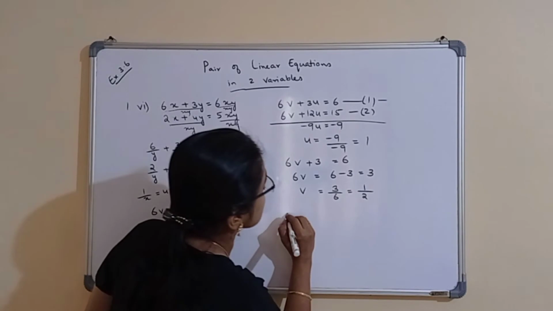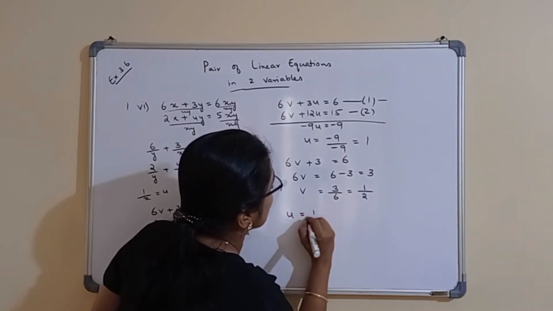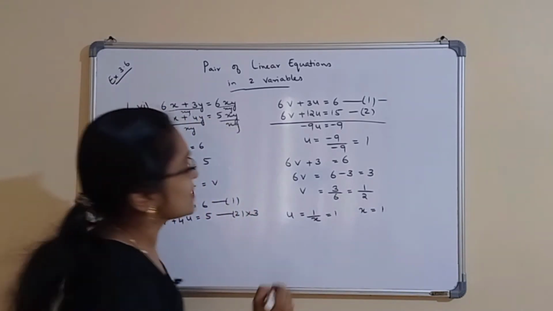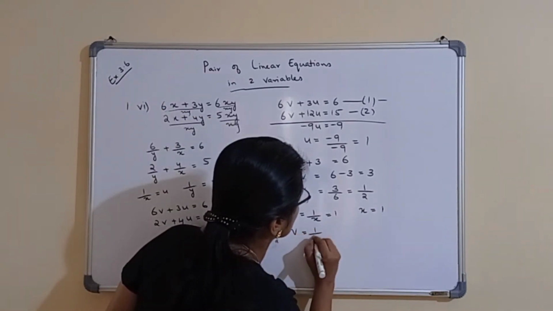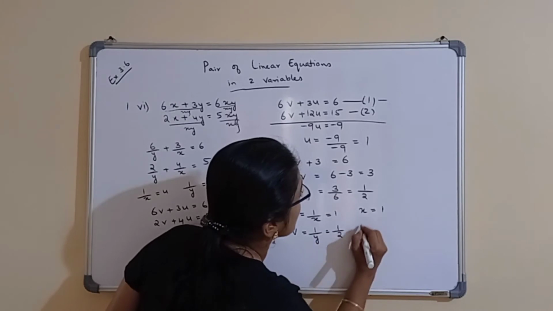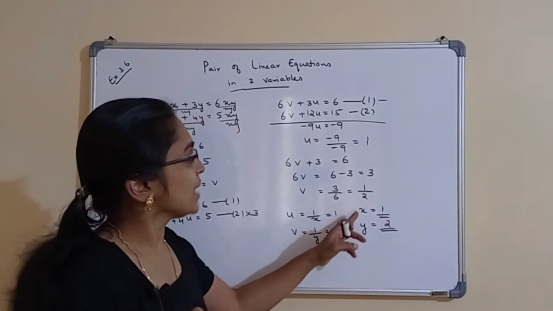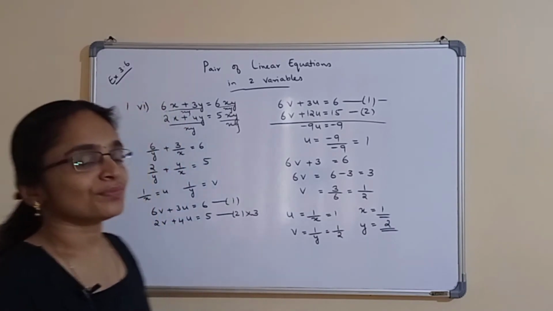And we know that u is equal to 1 by x is equal to 1, which means x equal to 1. And v is equal to 1 by y is equal to 1 by 2, which means y is equal to 2. So the value of x here is 1 and y here is 2.